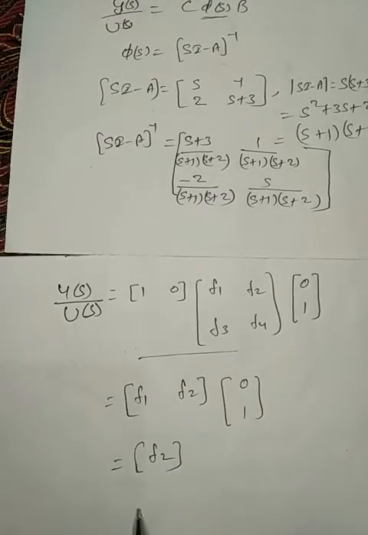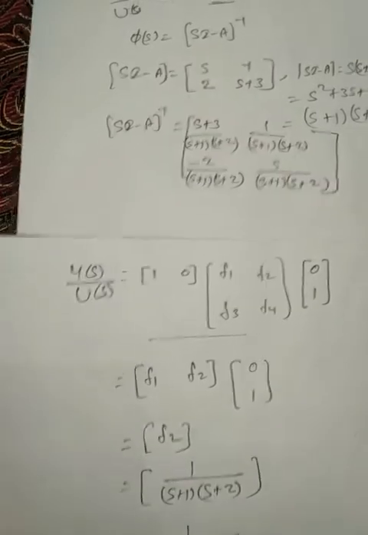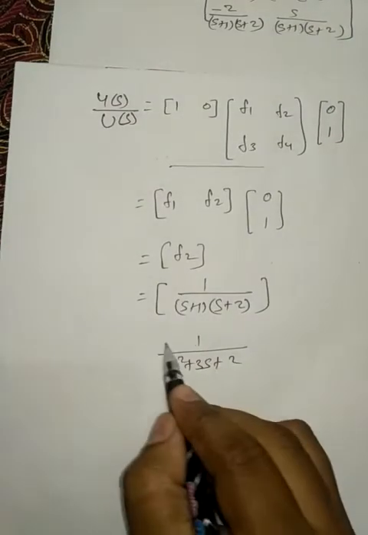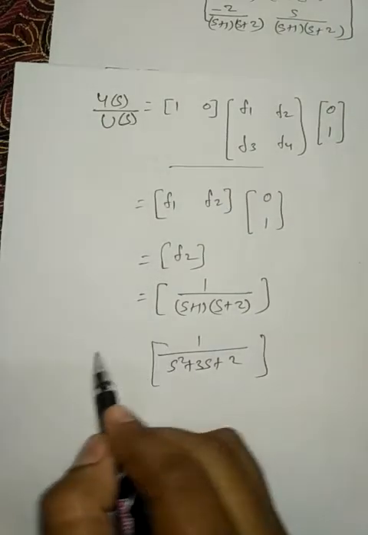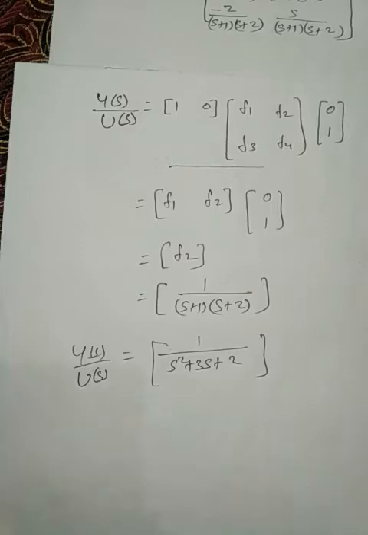And what is f2? We have f2 is 1 over s plus 1 s plus 2, or simply 1 over s square plus 3s plus 2. This is our transfer function, right? This is our transfer function.